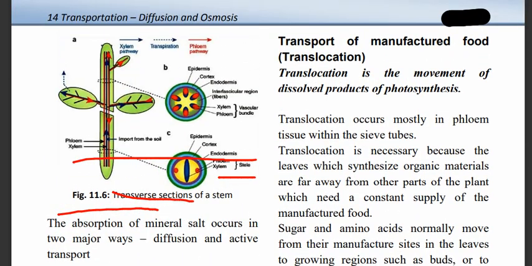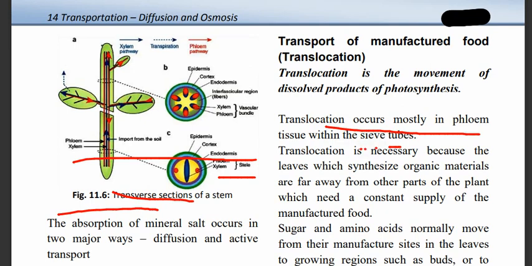Now let's move on to translocation. What is translocation? Translocation is the transport of manufactured food. It is the movement of dissolved products of photosynthesis, and we know that food is transported in the plant by the phloem tissue. So translocation mostly occurs in phloem tissue within the sieve tubes.